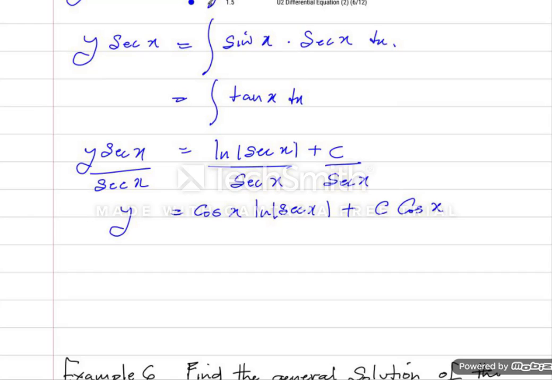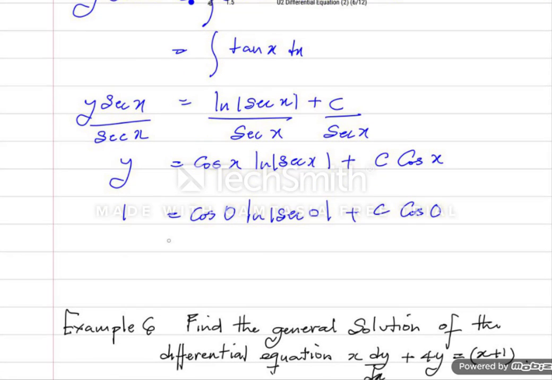He did give us some values there in number 5. He said when x is 0, y is 1. And I told you that this is so that we can calculate the constant of integration. So 1 is equal to cosine 0 ln sec 0 plus c times what? Cosine of 0, isn't it? The cosine of 0 is what?